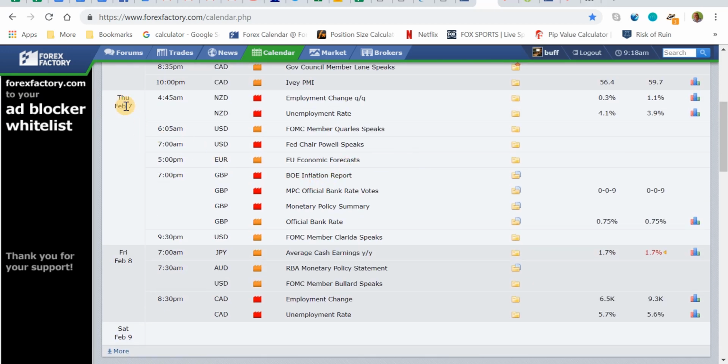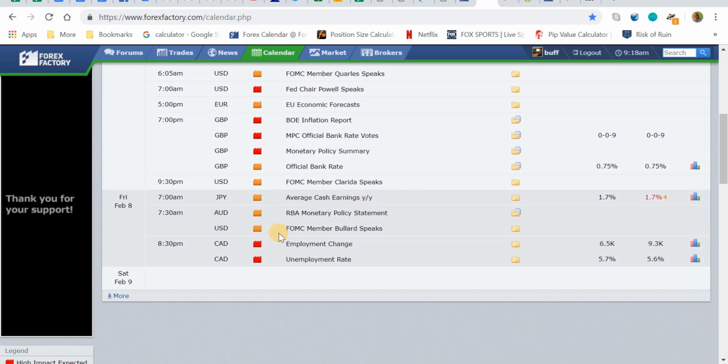Of course there was. On Thursday, we've got the official bank rate, or the interest rate news, out of the UK. So they're not expecting any change. Same goes with the bank rate votes, which is a high impact part for them. So not expecting, but it's something to be aware of if you're trading pound pairs.